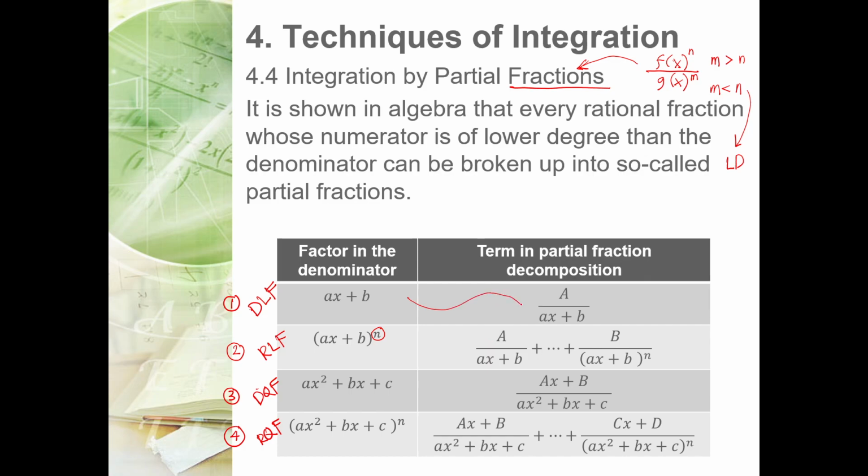This would be the fraction that you need to use for a distinct linear factor. For a repeated linear factor, notice that it's the same as above, but you have to repeat it until you reach the degree of the exponent in the denominator. For example, if this one is to the third power, a cube, then it's a plus b, plus c all over ax plus b to the power of 3. So it will depend on how long the repetition will be.